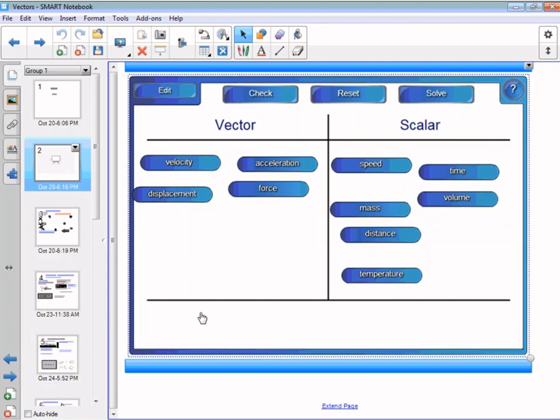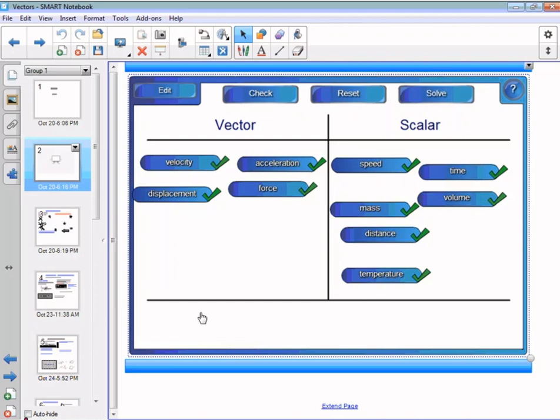Velocity, acceleration, force, and displacement are in the vector category. In the scalar category: speed, time, volume, mass, distance, and temperature. Let's go ahead and check. Yay! Make sure that you filled in your list or drawn your arrows or something.